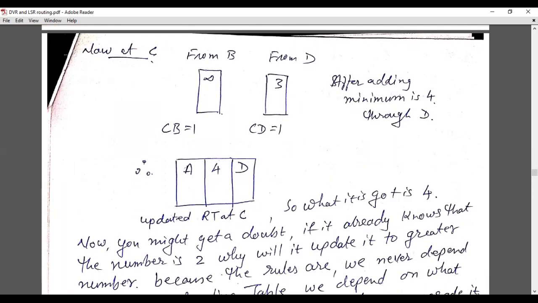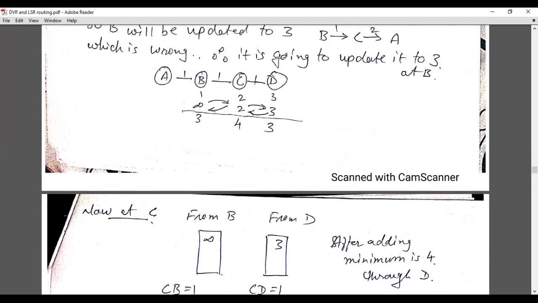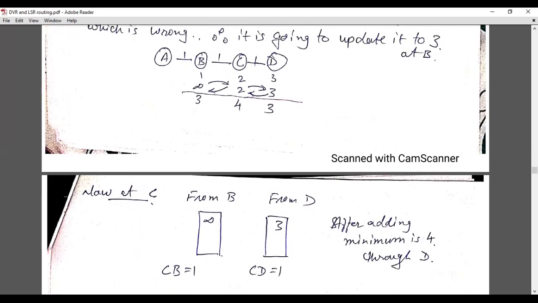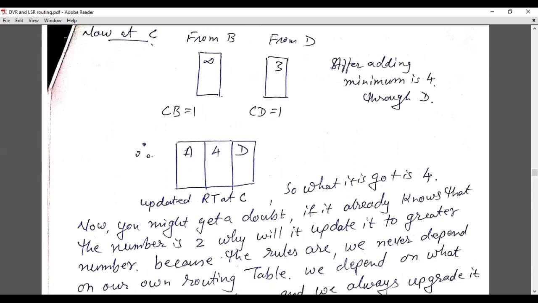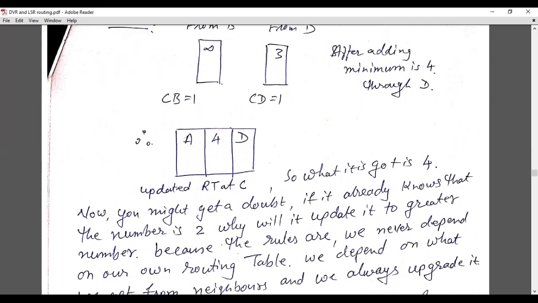So let's say now at C, from B it is having infinity, from D it is having 3. So CB equals 1, CD equals 1, and after adding, the minimum is 4 through D. Therefore, the route will be updated to A 4 D. So if you see A 4 D, in the center there is 4, right, and through D. So the updated routing table at C would be A 4 D. So what it got is 4.